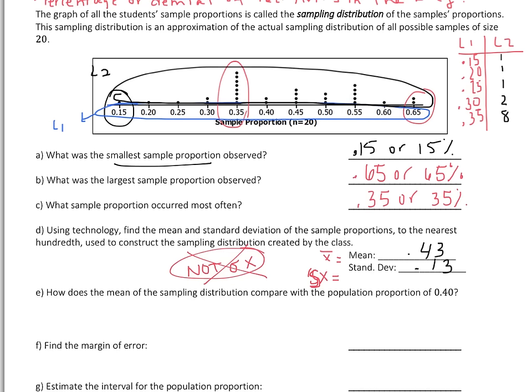So let's look at part E now. It says, how does the mean of the sampling distribution compare with the population proportion of 0.40? Well, look, the mean is approximately 0.43, and this population proportion is 0.40. So they are very close to being equal, because 0.43 is approximately the same thing as 0.40. Okay, let's move on to the next part.